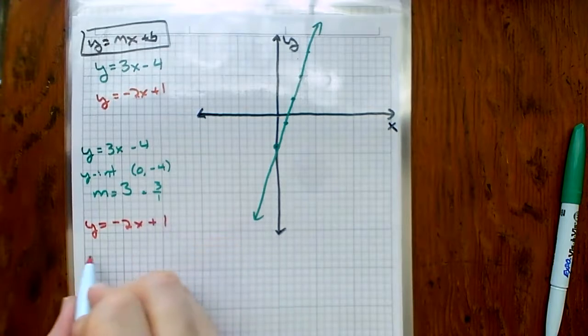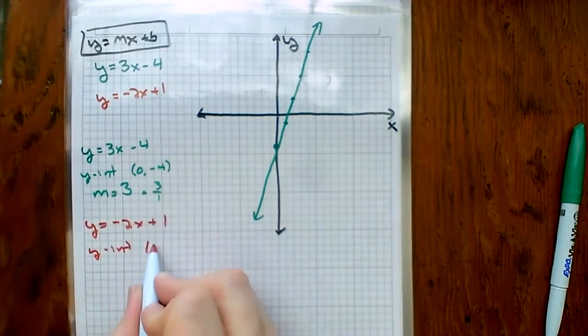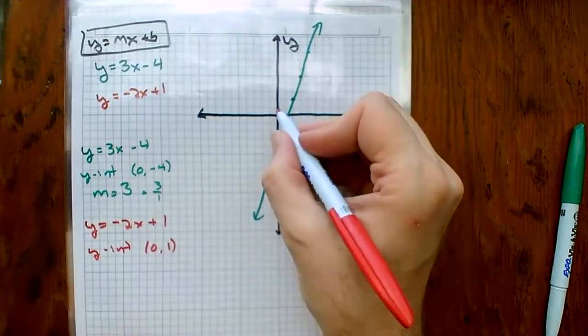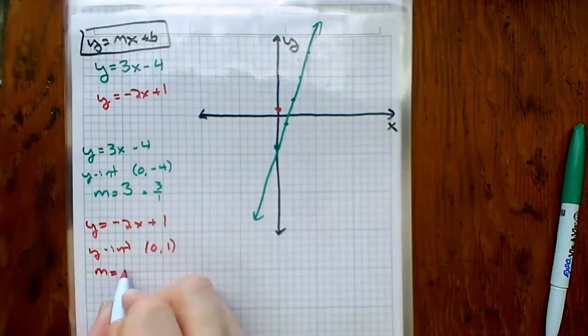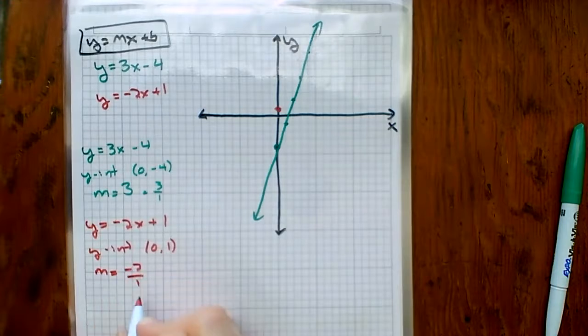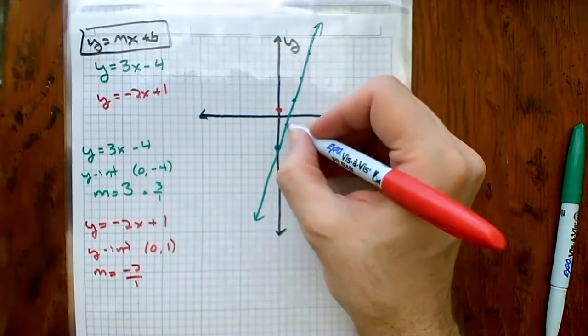Still, here, my y-intercept is going to be 0, 1. So it's going to start right there. And my slope is negative 2. And again, I'll put that negative 2 over a 1. So that's going to be a fall of 2 for a run of a positive 1.